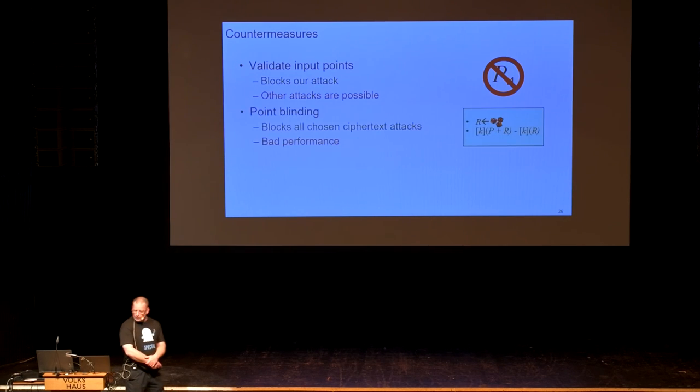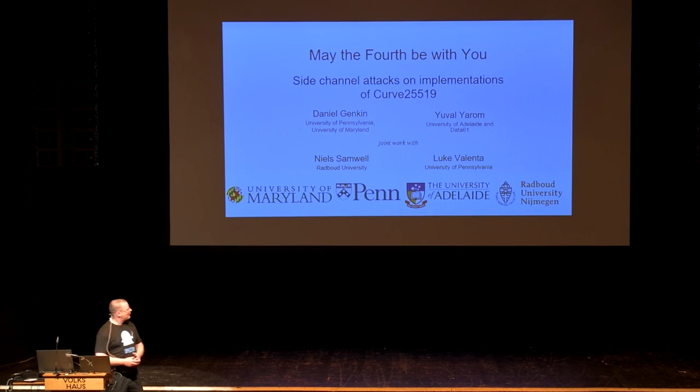Another way to block that is to use point blinding. That's basically taking the input that Alice gives to Bob. Bob shifts that input to some other location, and then does the calculation, and then goes back to the original. This blocks all chosen ciphertext attacks, but it does have a bad performance. So these are the possible countermeasures that we have here, or redesign the phone not to leak, but I don't think this is going to happen. And with that, I'll finish, and we'll be happy to take questions.